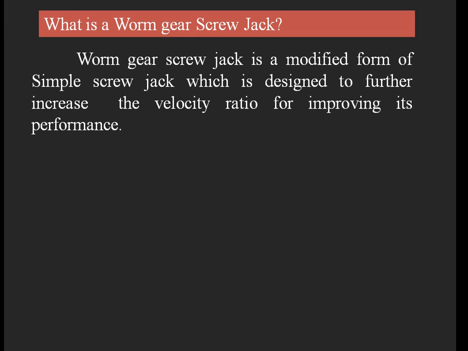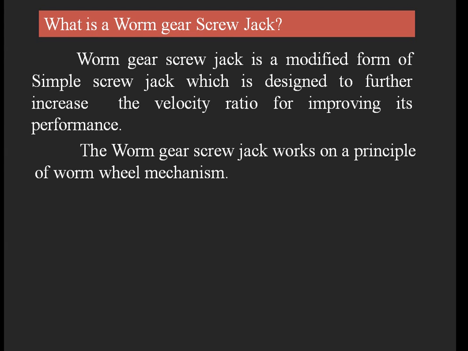In the same way, by using the differential screw, we improved the velocity ratio. Similarly, we can increase the velocity ratio by using the worm gear mechanism, and here I would like to explain that. Next, the worm gear screw jack works on the principle of the worm wheel mechanism. However the worm wheel works for power transmission, in the same way it will work. Basically we use the worm gear, that is the worm screw and worm wheel, for power transmission between two non-intersecting perpendicular shafts.